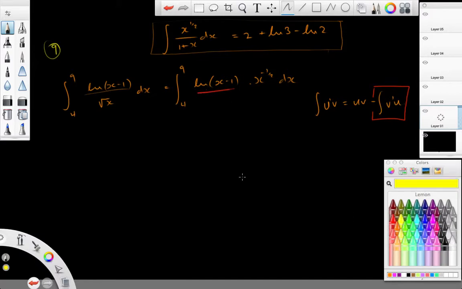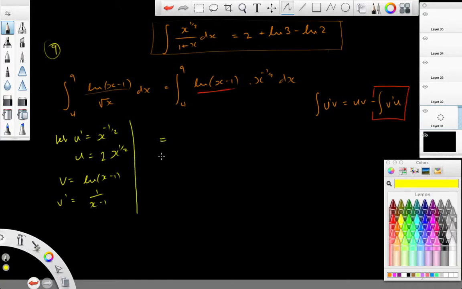Alright. So I'll say let u dashed equal x to the minus a half. U then is going to be the integral of that, so add 1 to the power and divide by the new power. So that's going to be 2x to the half, and we've got v is equal to the log of x minus 1, so therefore v dashed is going to equal 1 over x minus 1.